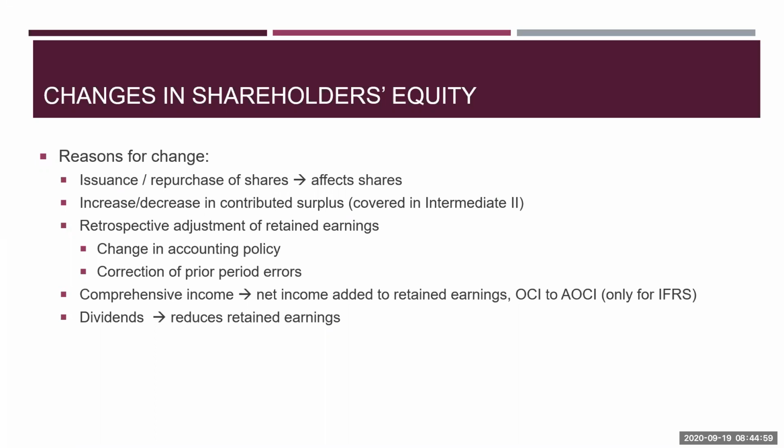The comprehensive income is really your net income that is added to your retained earnings, and OCI, your other comprehensive income, then moves to the accumulated OCI account. As we said earlier, the OCI concept only exists under IFRS and is missing under ASPE. ASPE does not recognize the OCI concept. And finally, if the company is paying out dividends, that will reduce your retained earnings. So any or all of these transactions will change your shareholders' equity.